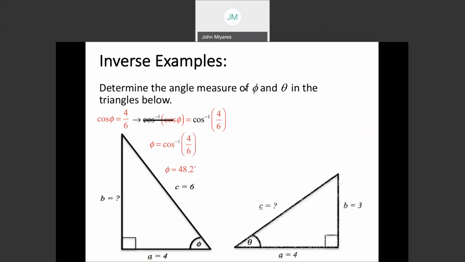Here's another one. Why don't you try this one on your own? You want to find the measure of angle theta, and you're given that the opposite side is 3 and the adjacent side is 4. We already know the hypotenuse is 5, but we never did figure out what the angle theta was going to be. So let's pause for a minute so that you can try this one on your own.